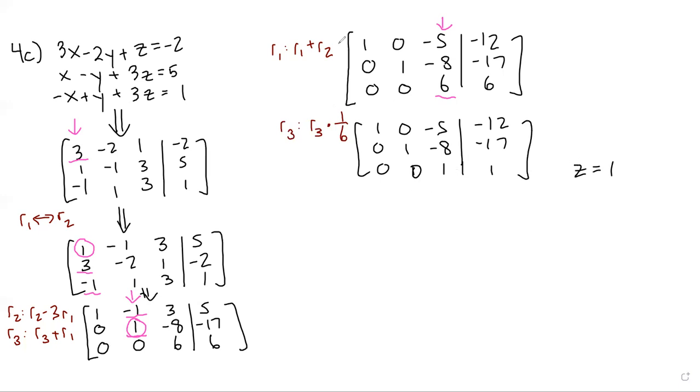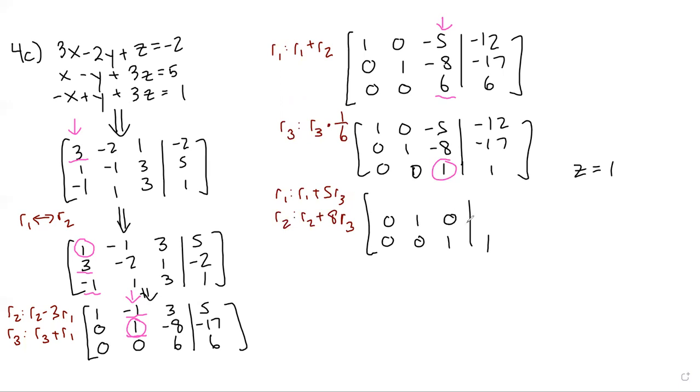And now I'm going to use that 1 to eliminate the entries above it, and I'll just add multiples of row 3 to rows 1 and 2. So row 2 is row 2 plus 8 row 3. And so I should have, this is my 0, 0, 1, 1. This will be 0, 1.